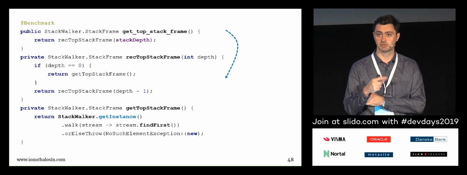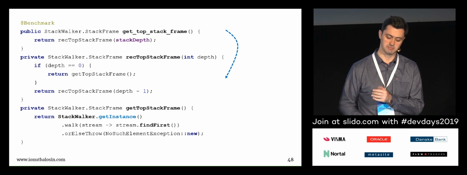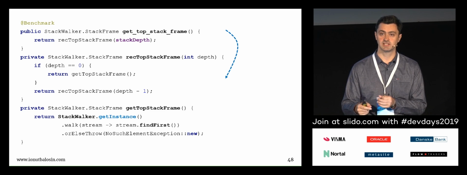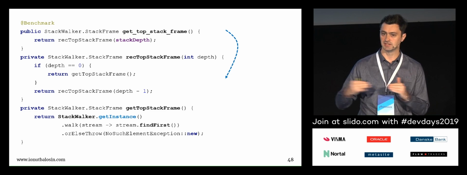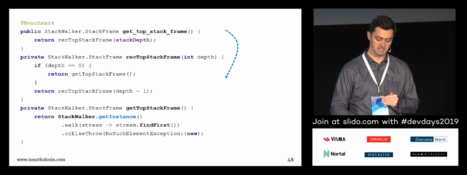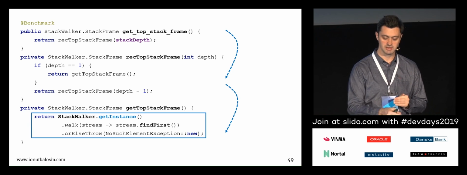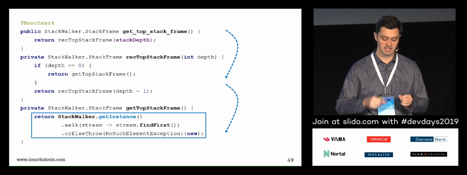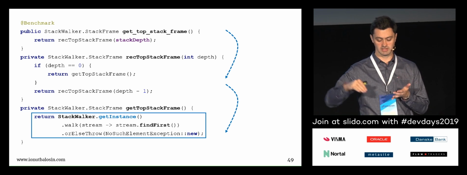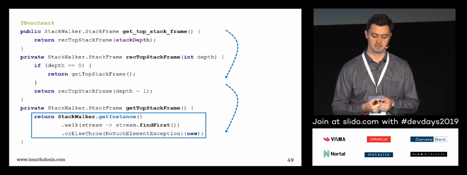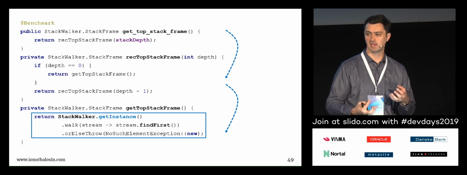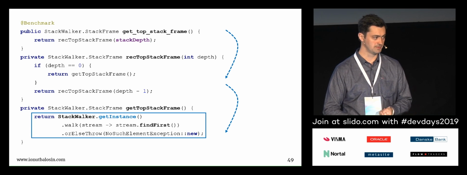The first method is the benchmark method, which is getting measured. This one calls a recursive method. When the recursive method reaches the threshold, which means depth is 0, it calls the last one, and here is the Stack Walker API. You say get instance, you walk through the stack frames, get the first one, and that's it. It's very simple and very streaming oriented.